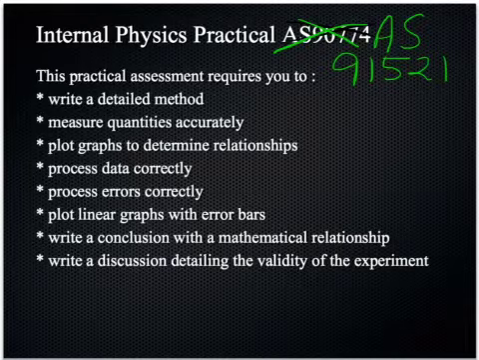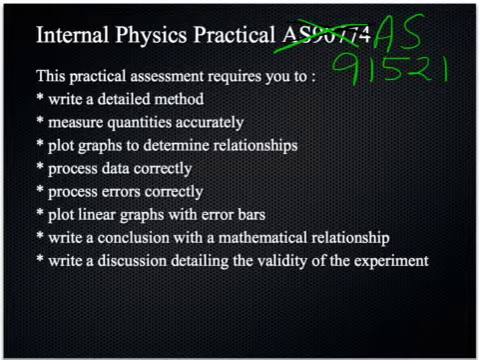Okay, this is about the internal physics practical, or the internal investigation. You will gain 4 credits towards your NCA for completing this. In fact, the standard number has been updated to 91521, the old number being 90774. So for this, you will be required to do all the following bullet points.